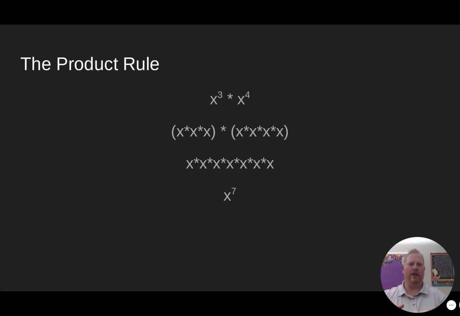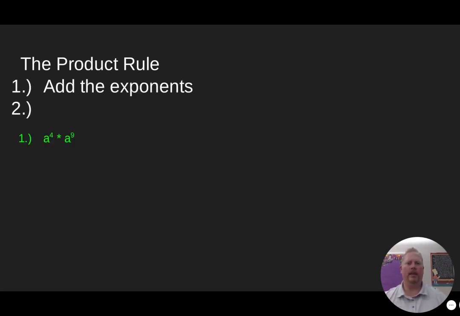And having that visual there, that's a good way to see it so that you recognize, okay, I take all 3 of these x's, take all 4 of these x's, put them together, and I've got 7 x's. So there's 2 parts to the product rule, and that's one of them, is that you add the exponents. So let's go ahead and do a couple examples. So if I've got a to the 4th times a to the 9th, add them up and I get a to the 13th.